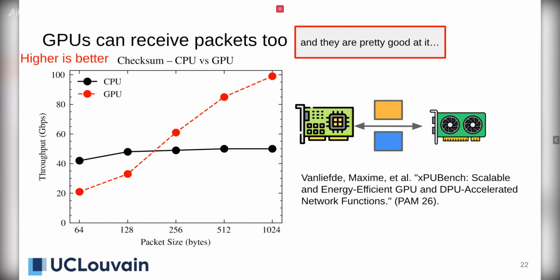On the left, we have one of his findings. On the graph, we have the throughput on the y-axis and the packet size on the x-axis. The application just computes the checksum of every received packet. So you receive packets, you compute the checksum, and then you forward back the packet. What we can see is that depending on the workload and the packet size, the GPU can significantly outperform the CPU. One of the conclusions of the paper is that if your application is really computationally heavy, then a GPU may outperform a CPU.